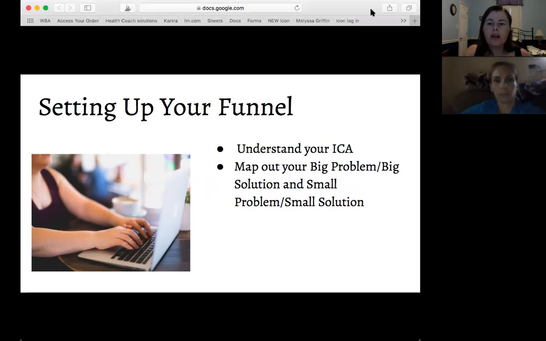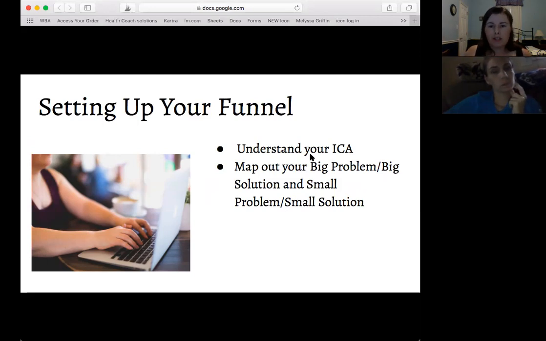So the last part of this is just how to set up your funnel. If you are at the point where you're just like, okay, I know how I want my funnel to look, making sure everything ties together, start at the end. Look at your big problem, which is the big problem, big solution, which is your program and the problem it solves.